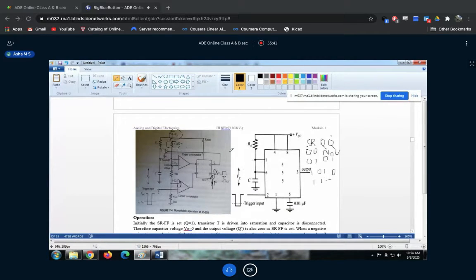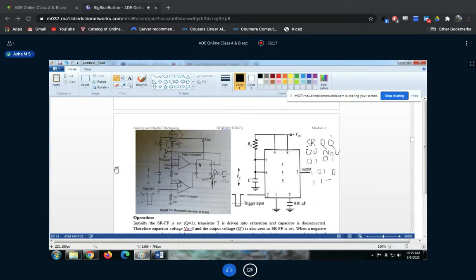Now we are starting with the explanation for the working of this monostable multivibrator. I'm starting with the assumption that this flip-flop is set. Set in the sense this Q is equal to 1. It is because S is equal to 1. Got it? So what is our output? Our output is Q bar. Because Q is equal to 1, our output is 0. So now we are in the 0 state.